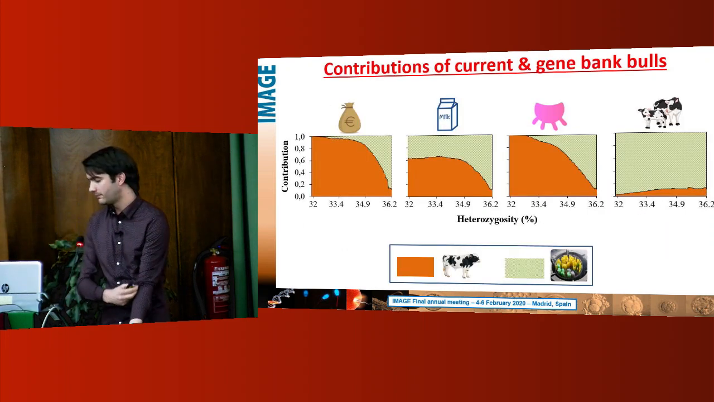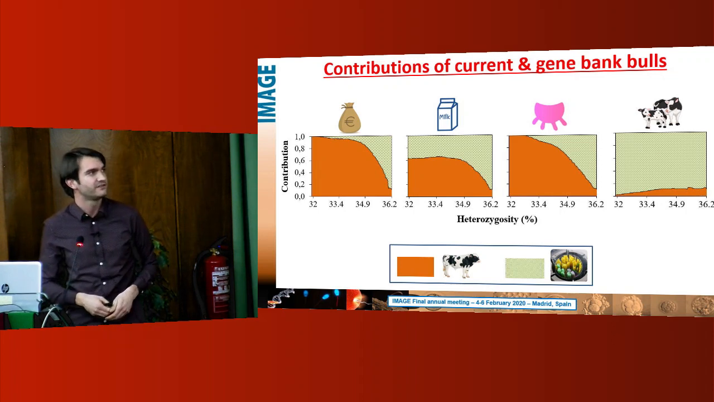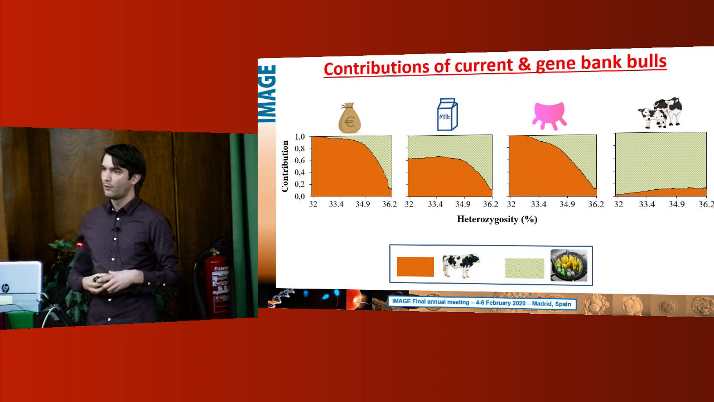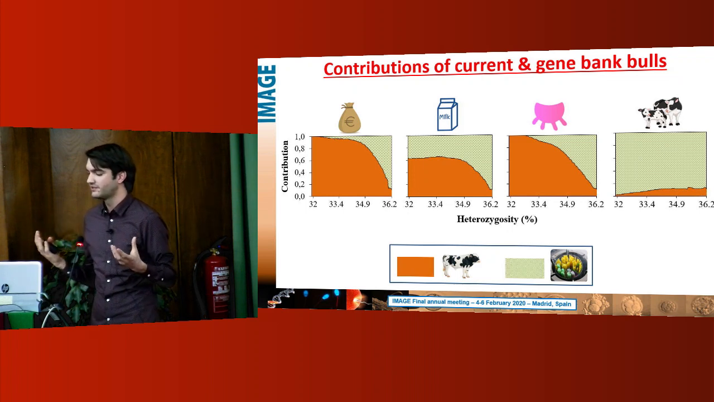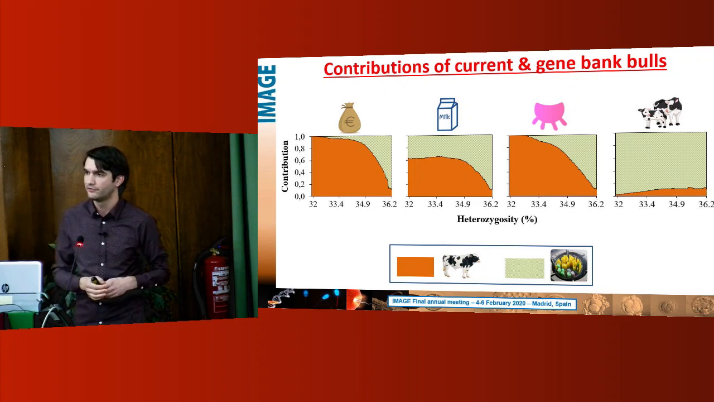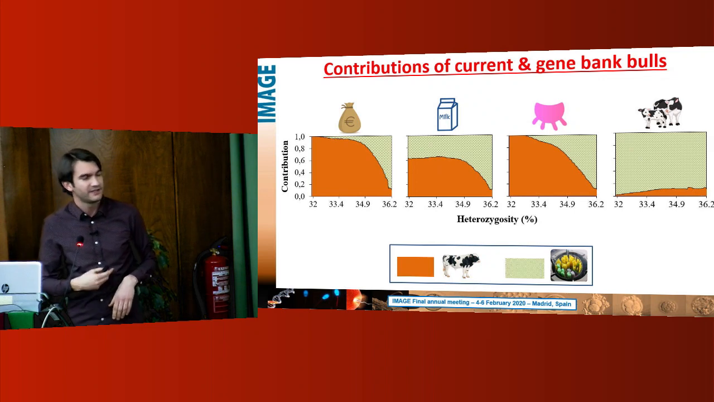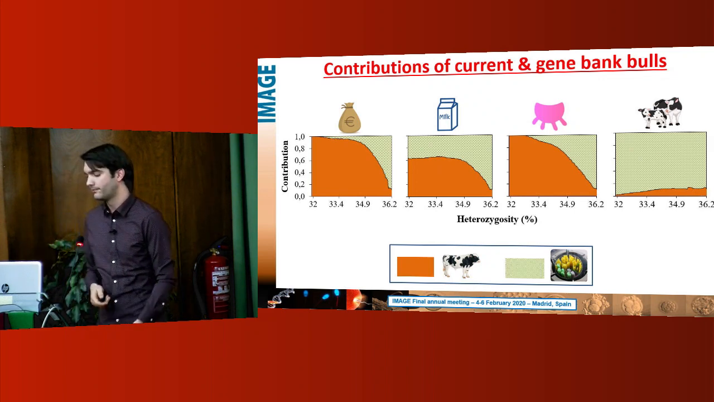Now to visualize this in a slightly different way, what you can see here is the scenario in which we use all the individuals as selection candidates, and then we look at how much of the total contribution should go to either one of the two groups. And here again on the x-axis you have diversity, and on the y-axis you now have the contribution.